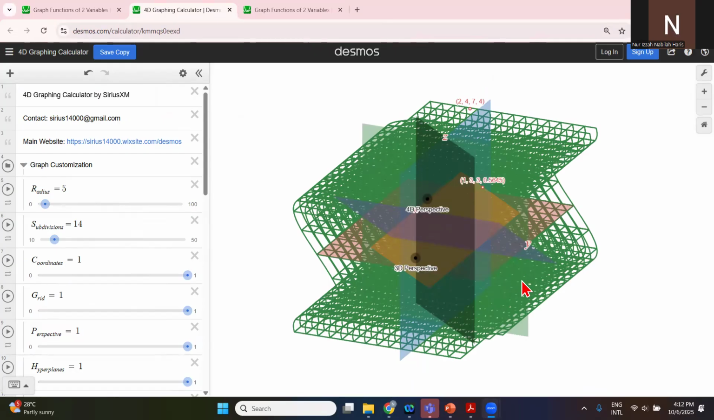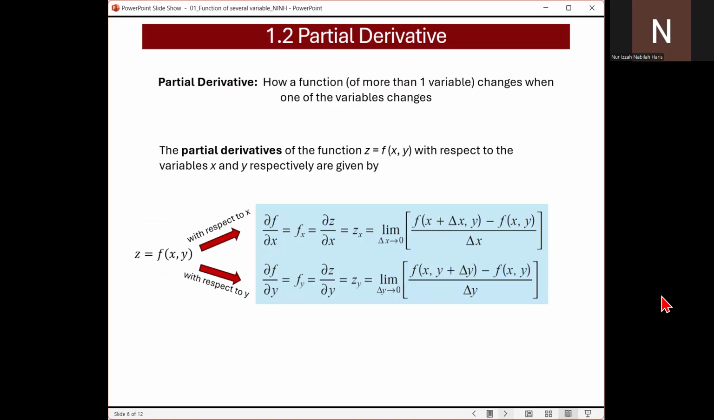Let's go to the slide. Right. Now, when we have a function of more than one variable, we can have a partial derivative, where we do differentiation only for one of the variables. So we have a function of two variables, but we differentiate only one variable. For example, if you have a function z equal to f(x, y), and we differentiate only with respect to x, we will have a partial derivative del f over del x.